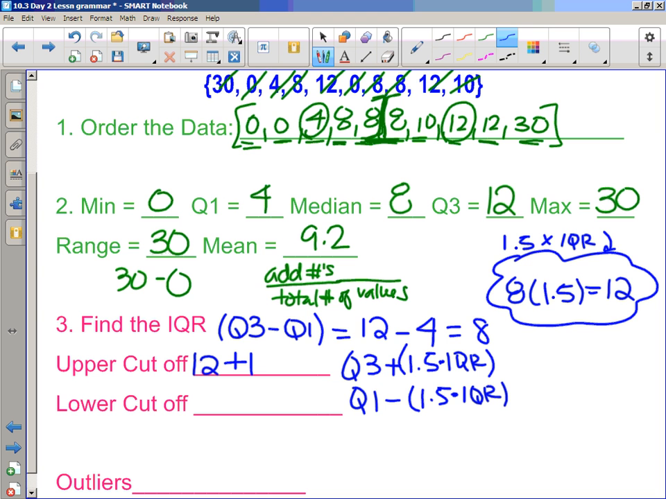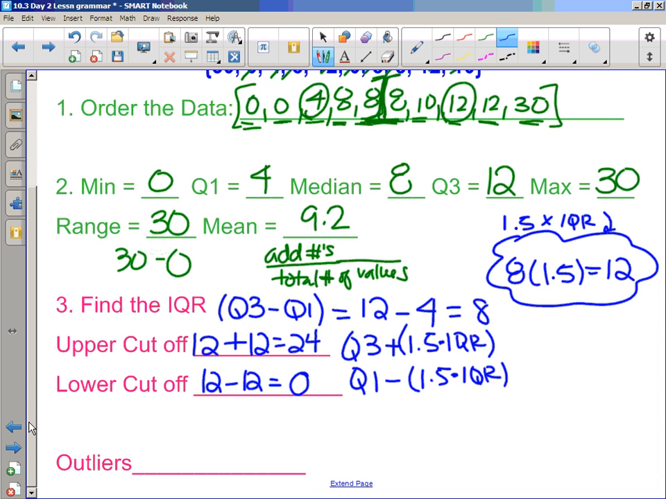And I get 24. And I take 12 and I subtract and I get 0. All right, so any number above 24 is an outlier. So my outlier is 30, and any number below 0 is my outlier. So I have zeros in my data set. Those are okay. It's any number below that cutoff. Okay. So, oh, I did this one wrong anyway.